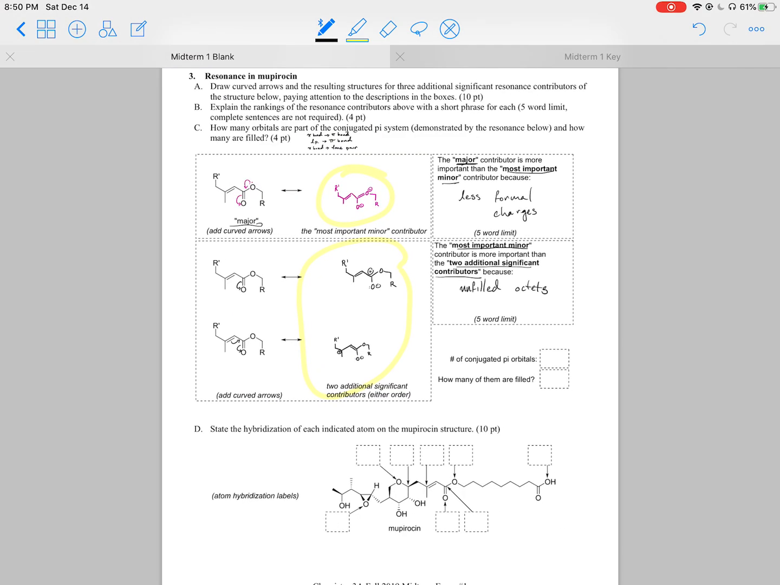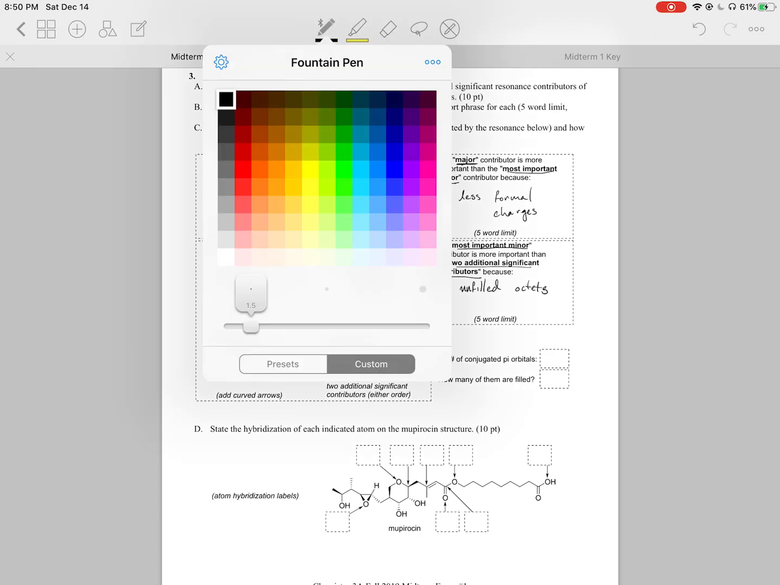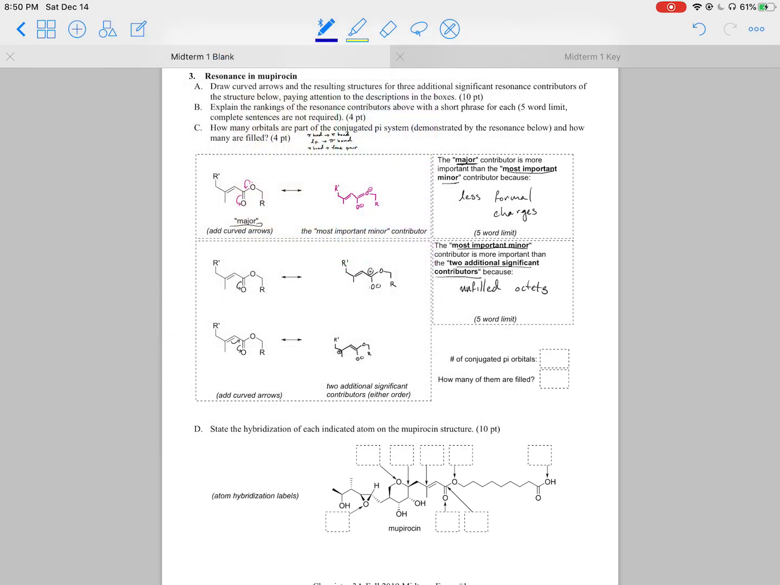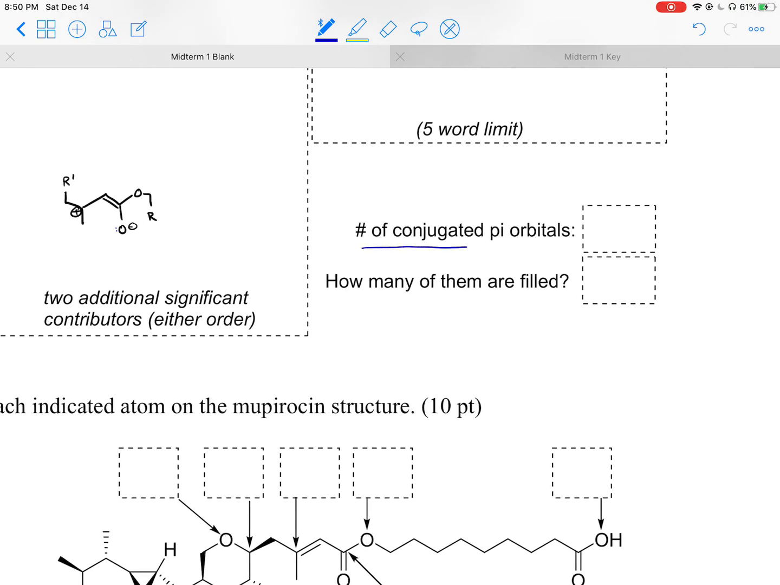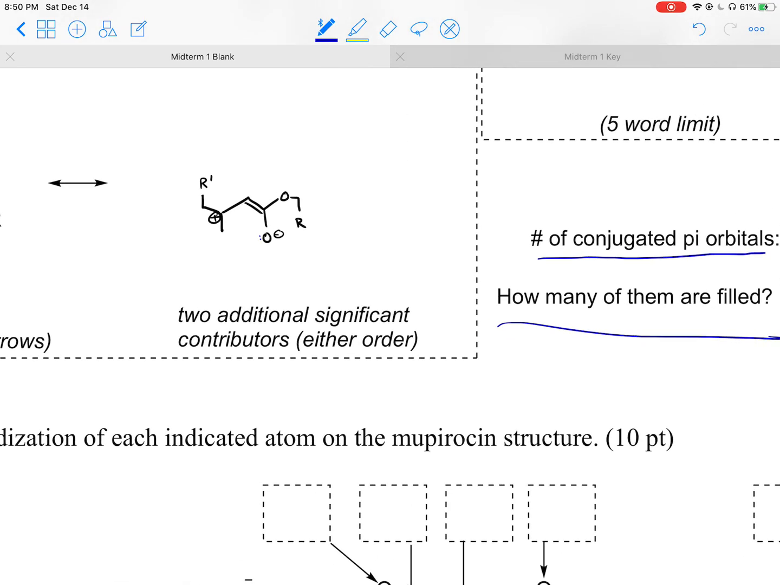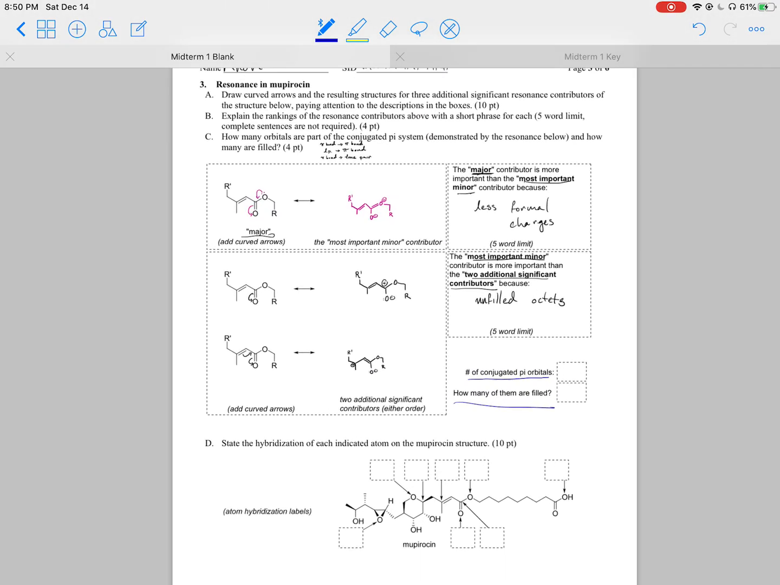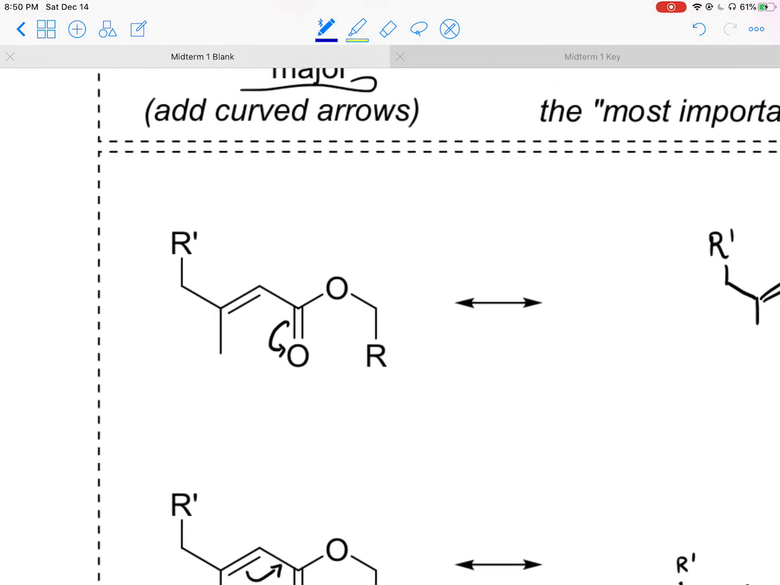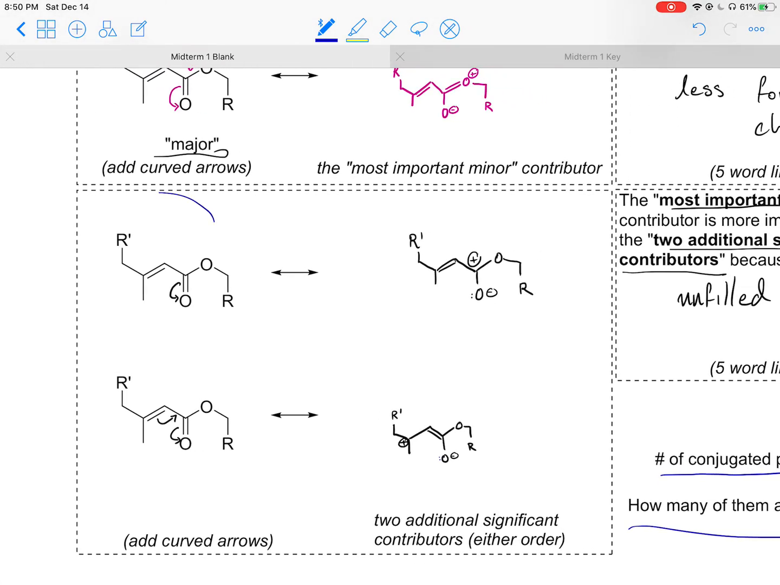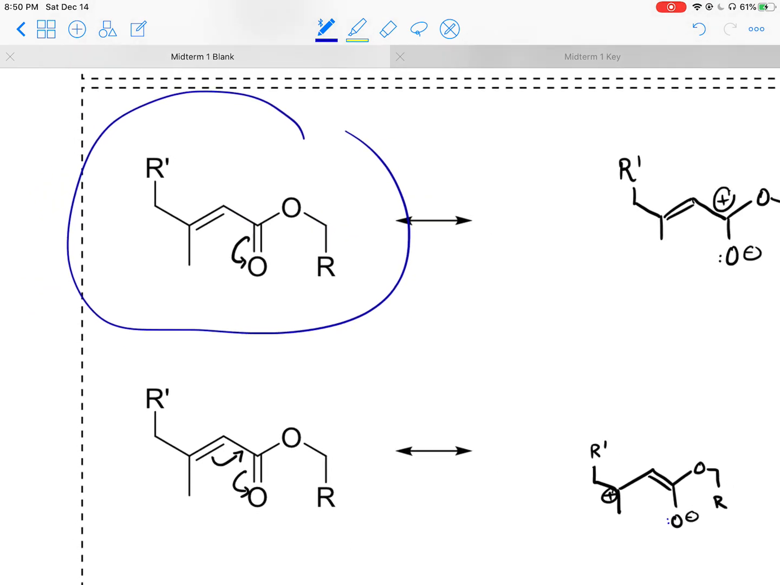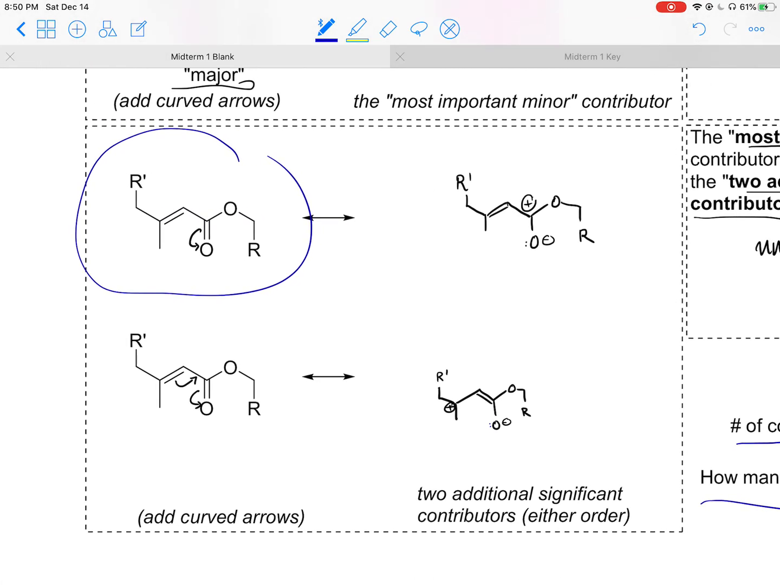Okay, so not gonna lie, I got this next question wrong, and didn't understand it very well until recently, but I'm gonna try to explain it the best I can. So it's asking what is the number of conjugated p orbitals or pi orbitals, and how many of them are filled. So let's just look at this one right here. So how many p orbitals are contributing to this pi system?